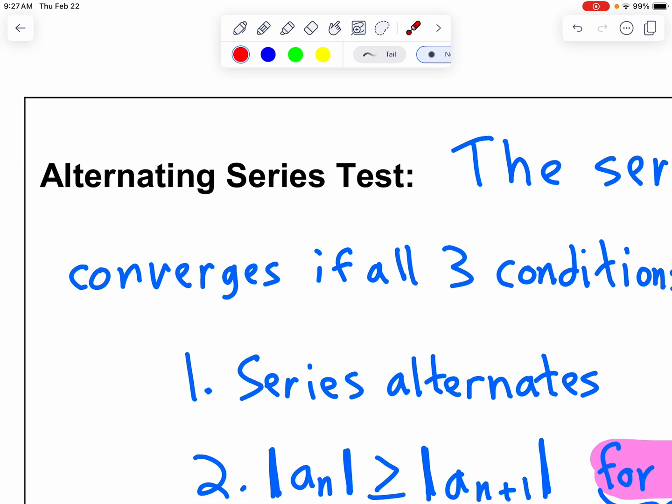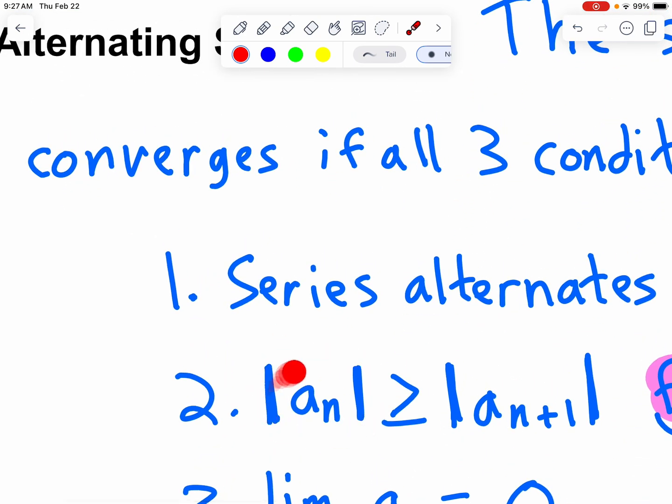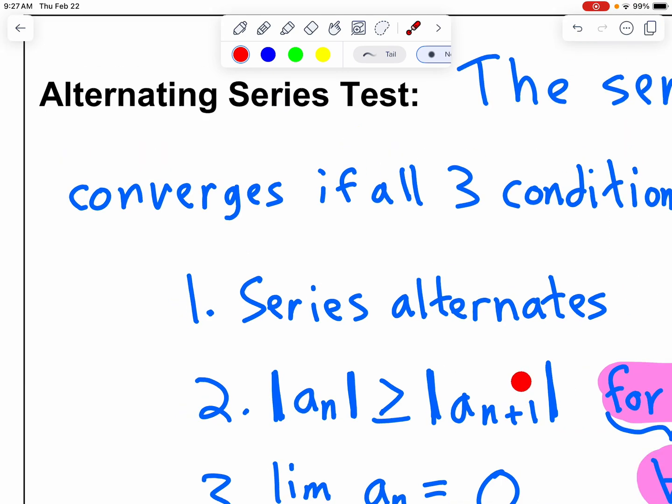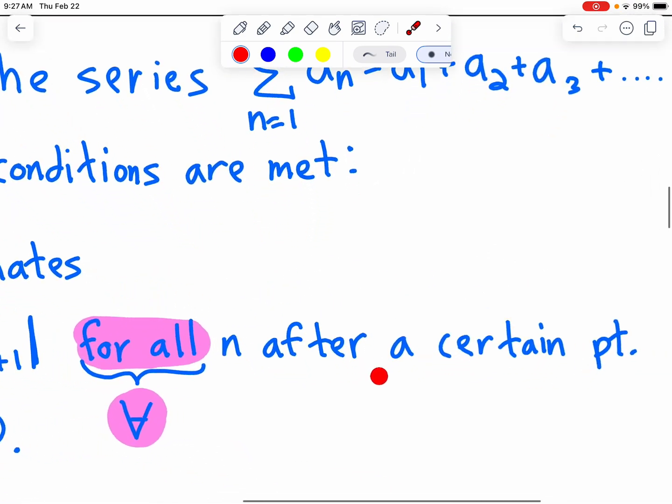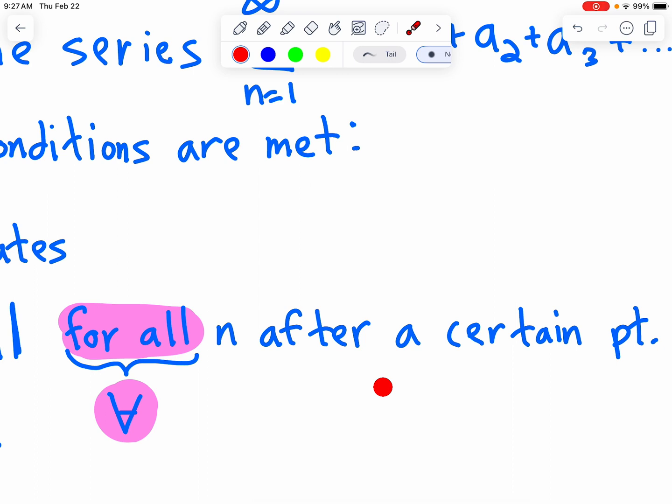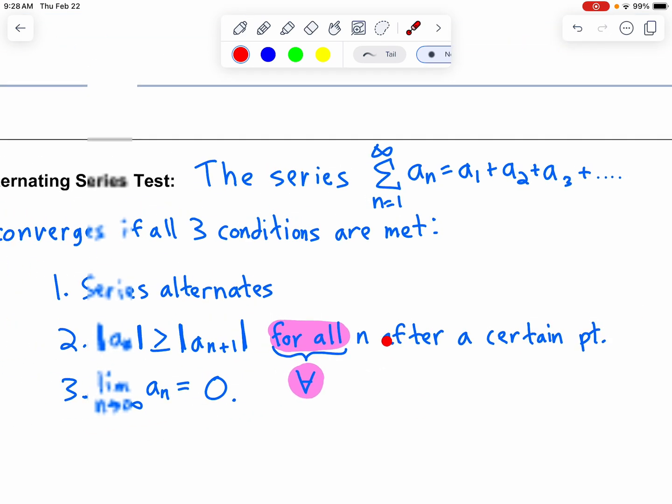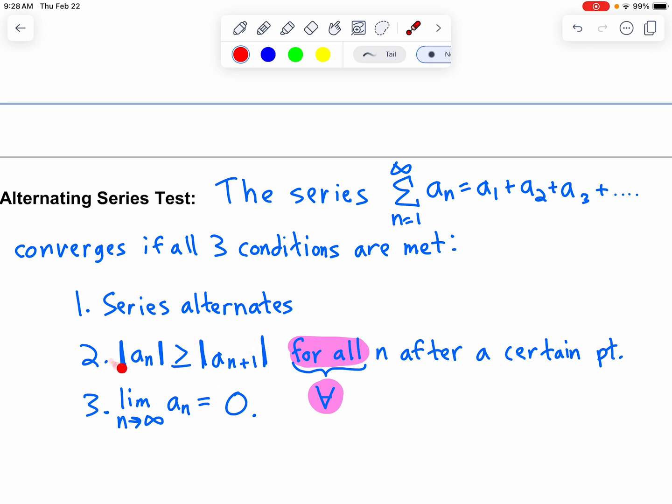The second thing that has to be true is that the absolute value of a sub n has to be greater than or equal to the absolute value of a sub n plus 1 for all n after a certain point. So just a quick little future tip. I remember learning this in college. A shorthand for the phrase "for all" is an upside down A. Okay. So let's talk about what this means, right? This is really just a fancy way of saying that the terms in your series have to eventually start getting smaller.